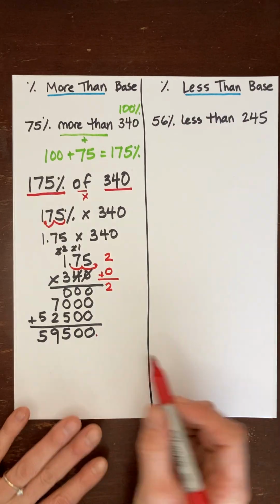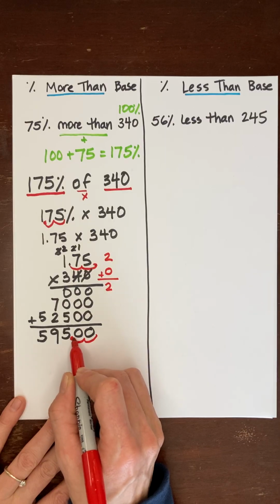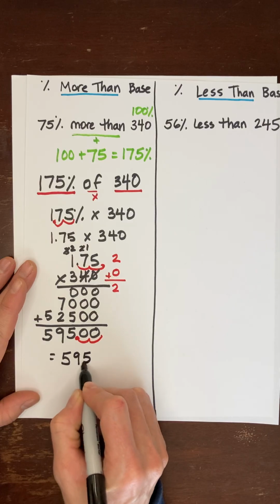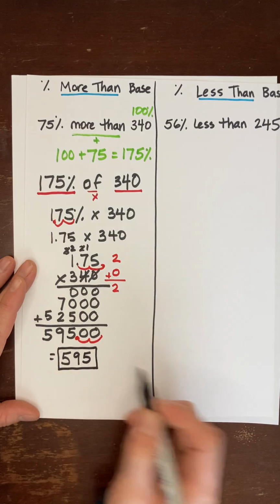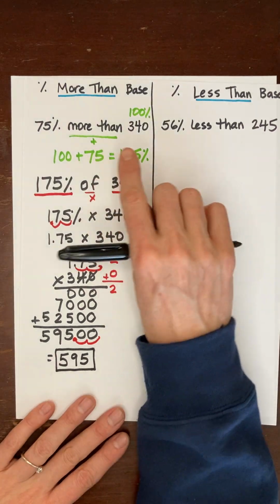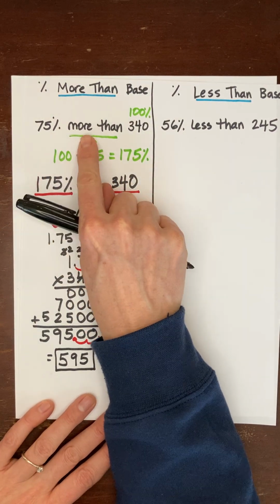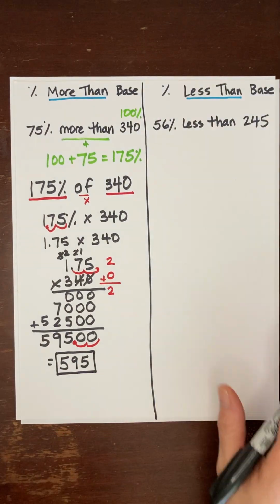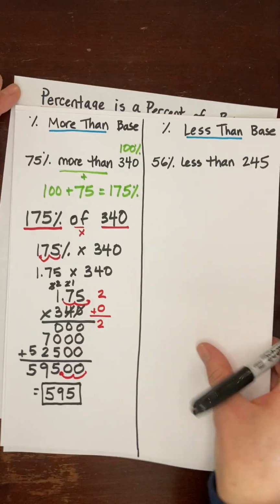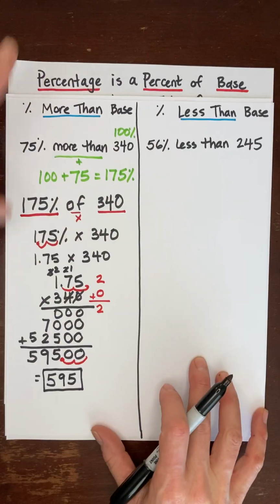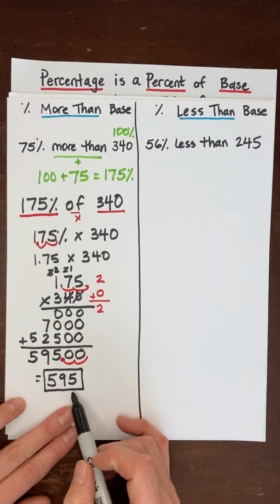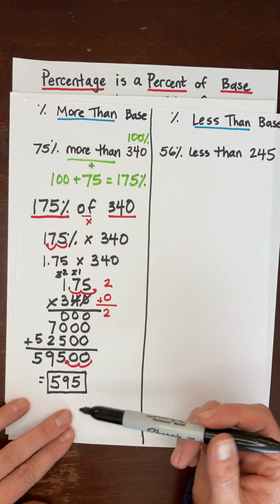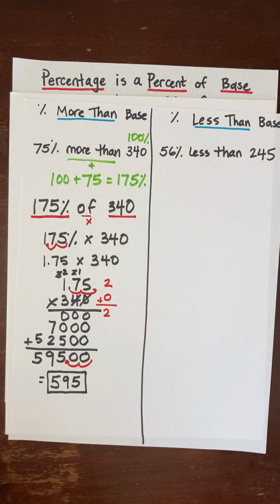So we're going to spawn a decimal here at the end. 1, 2, so my final number is 595. Okay, let's make sure this makes sense in our original problem. So it tells me that 75% more than 340 is 595. If we put it in our original sentence like this, okay, it tells me that 595 is 175% of 340, and that makes sense because it's bigger than that number.